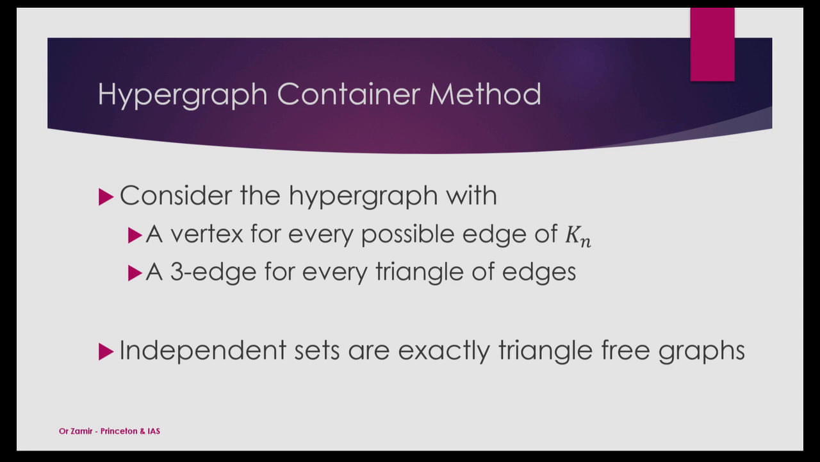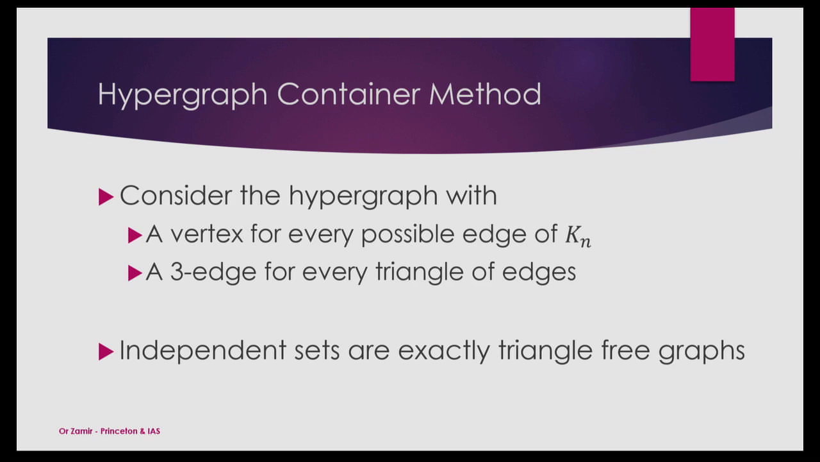So now what are the subsets of vertices in this graph? There is a one-to-one correspondence between subsets of vertices here and all graphs on n vertices, right? Because a subset of the vertices of this hypergraph is just a collection of edges in Kn. So the subsets of vertices are exactly all graphs of size n, and the independent sets are exactly the triangle-free graphs, because being an independent set exactly means that you don't contain a full triangle.